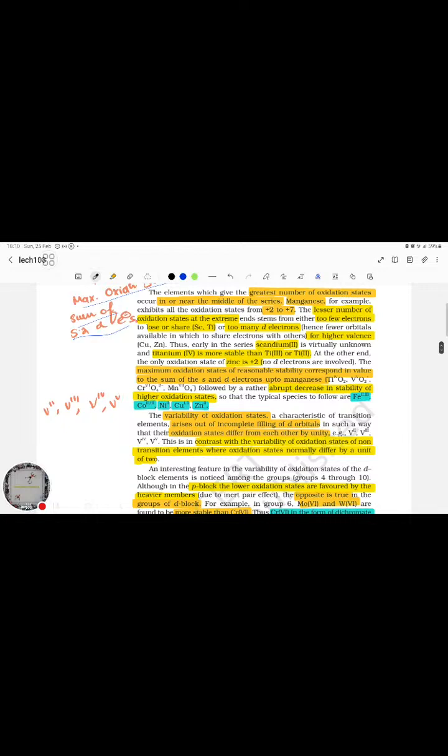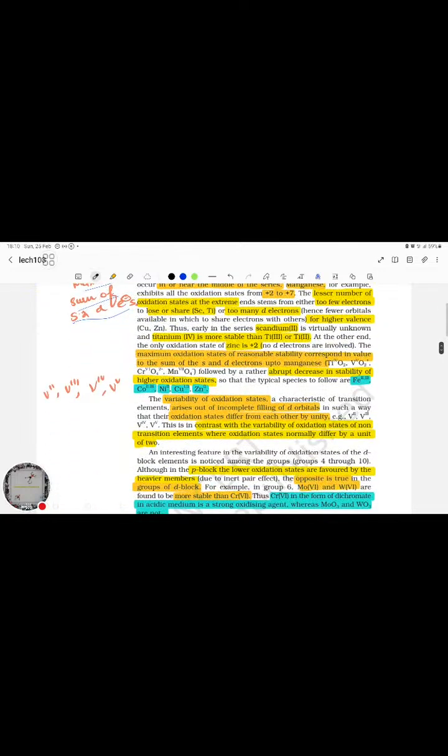The lesser number of oxidation states at the extreme ends stems from either too few electrons to share or too many electrons for higher valence. Thus early in the series, scandium +2 is virtually unknown, and scandium +4 is more stable; titanium +4 is more stable than titanium +3 or titanium +2. At the other end, the only oxidation state of zinc is +2, where no d electrons are involved.